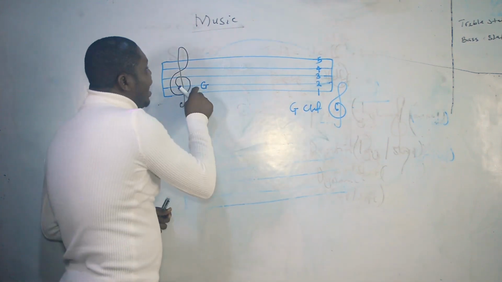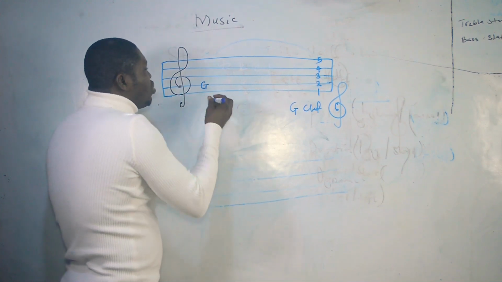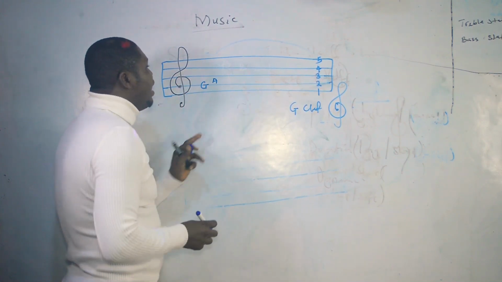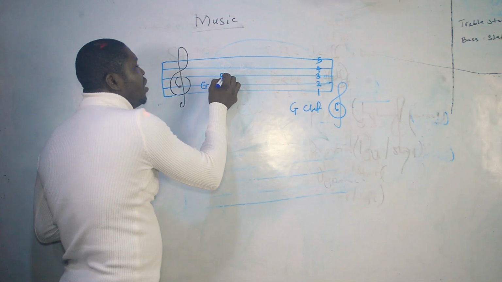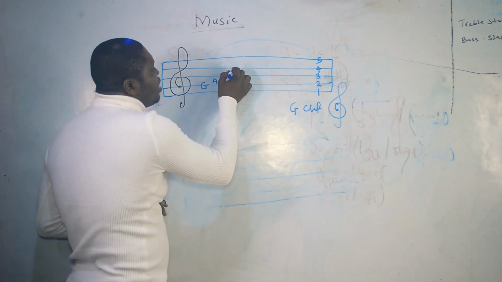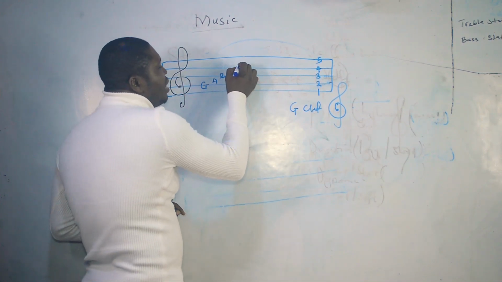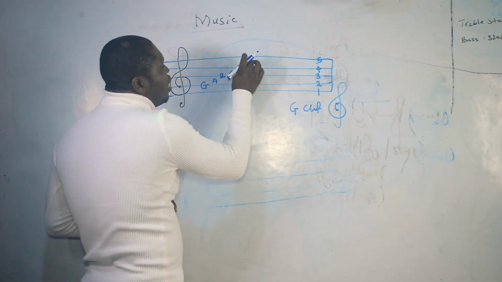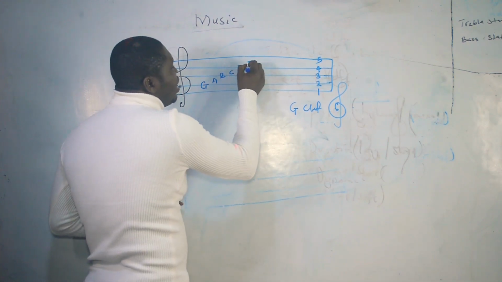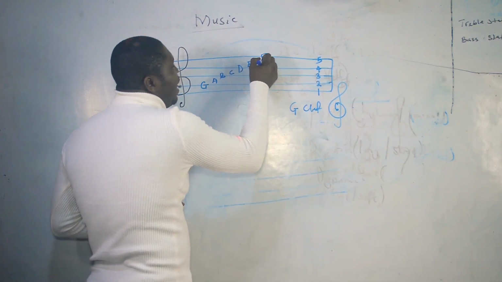So if this is line G, then the space next to it is going to be A. The next line will be B. The next space will be C. The next line will be D. The next space will be what? E. And the last line will be F.